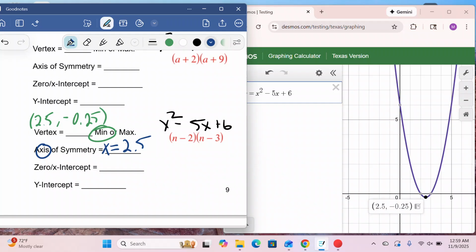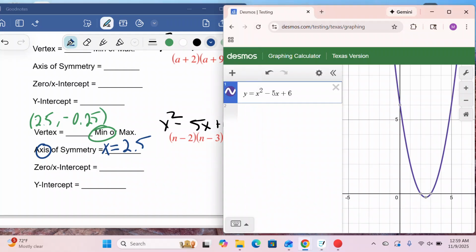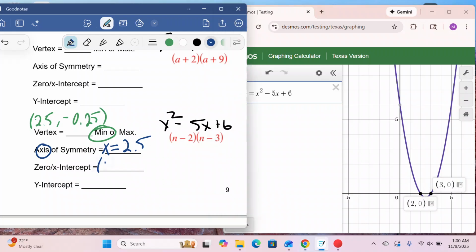This one did have two zeros. I'm going to take away my vertex and put in my two zeros. I have 2, 0, and then I have 3, 0. So I have my x-intercepts being 2 comma 0 and 3 comma 0. And pretty much Desmos did all the work for us.